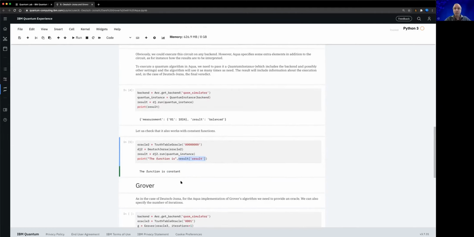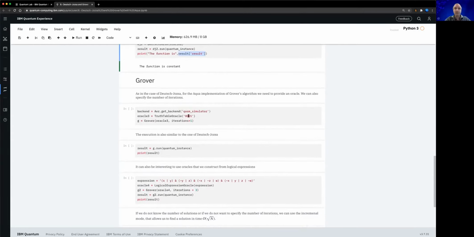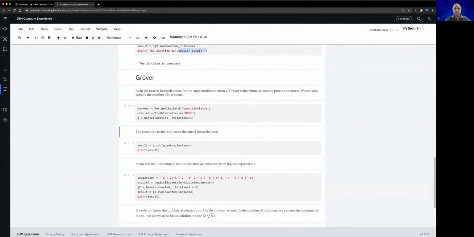For Grover, we can do something similar. We can just define an oracle, which in this case is a function of 2 Boolean variables and returns 1 only on one of the inputs. And then I construct the Grover algorithm with this oracle, and I also provide a number of iterations. This is something that I can do in Grover: I can specify how many iterations I want to perform. Of course, in Deutsch-Jozsa, I only needed to provide the oracle, but here I can also provide this parameter.